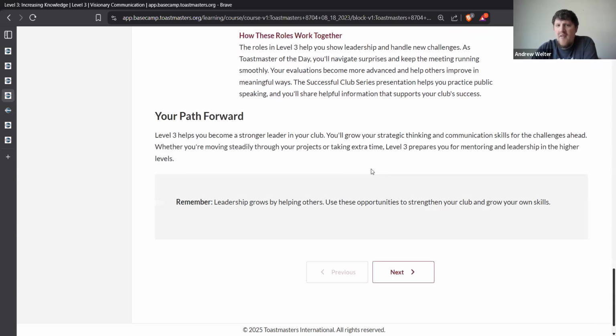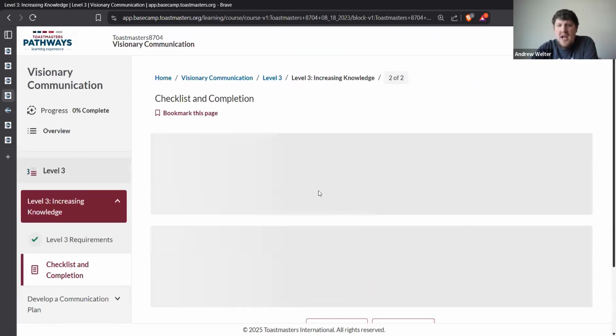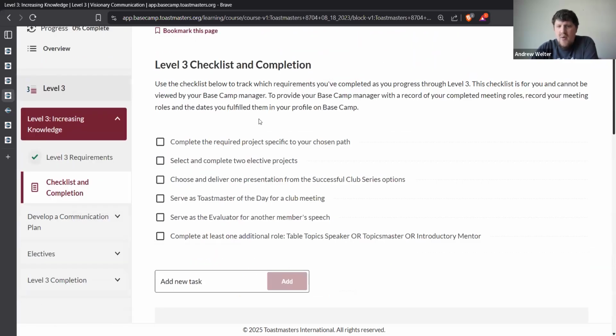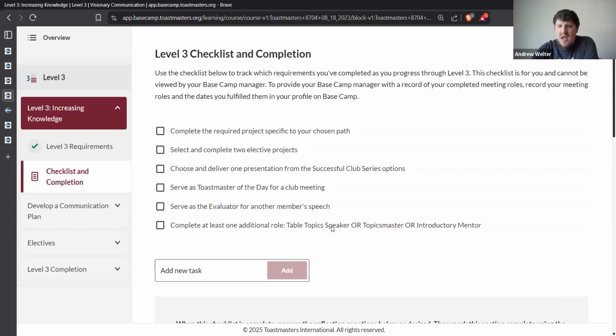Then again, how all of it works and your path forward. And again, we have our checklist. The speeches kind of group a little bit. They have the required and then the two electives. You have your Successful Club series, your Toastmaster, serve as an evaluator, and then complete one of these additional roles.